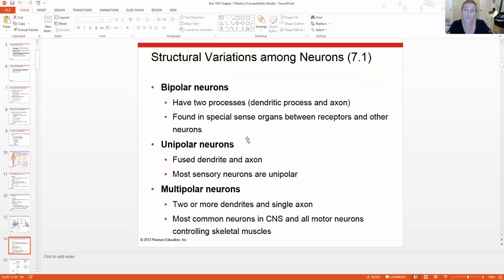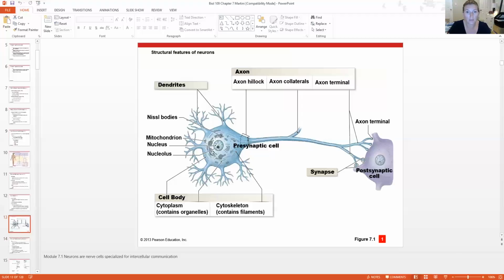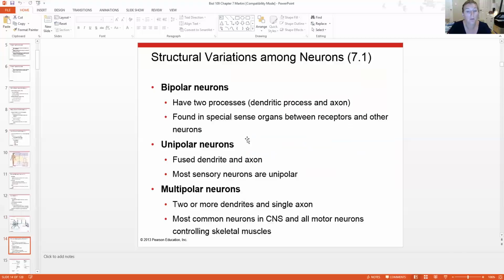There are some structural variations between neurons. What we just saw here is called a multipolar neuron. That's the most abundant type of neuron in the body, but you also have bipolar neurons, which have two processes on them. These are in special receptors like in our eyes. You also have unipolar neurons.